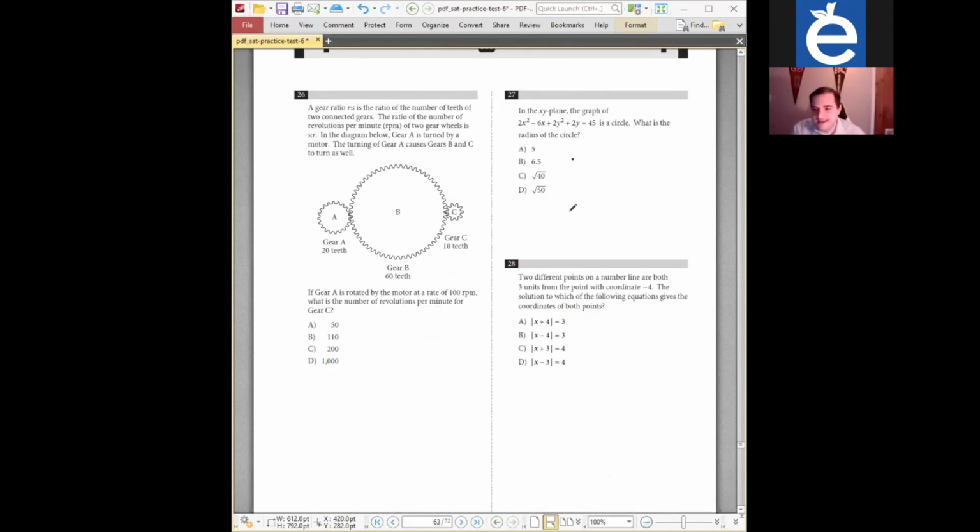All right. So 27 is a good question. I'm going to tell you guys how to do it real briefly, but we definitely do not have time for me to go over it. The equation of a circle is this; you absolutely need to know.